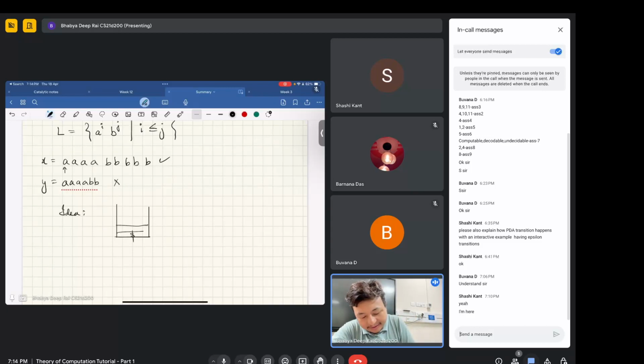So as I see an A here, I push an A. Next I see another A, I push another A. Next I see another A, I push another A. And I see another A, then I push another A. Now I've added 4 A's to the stack.